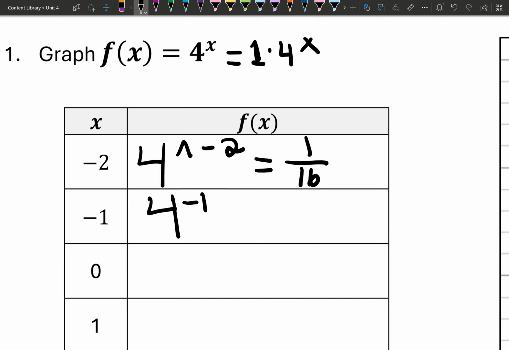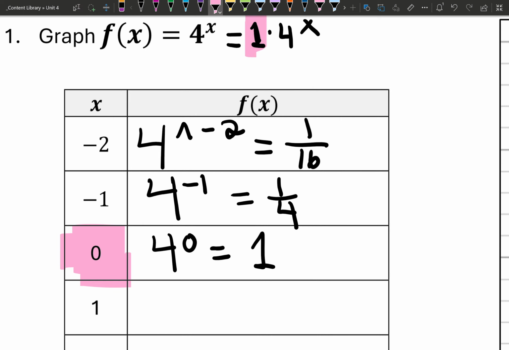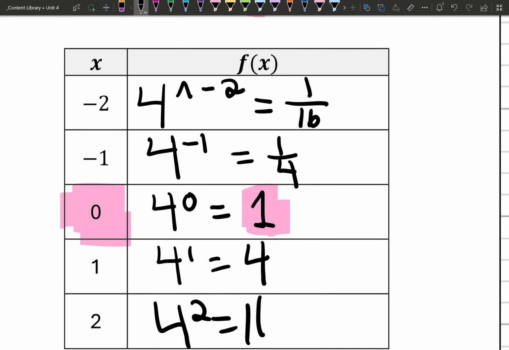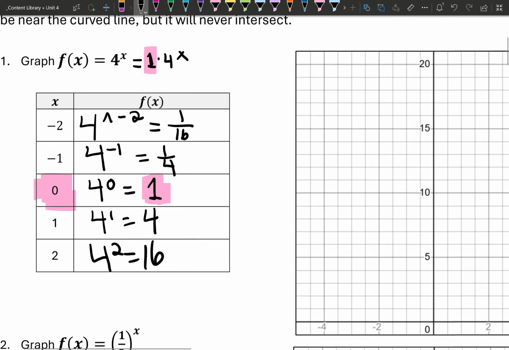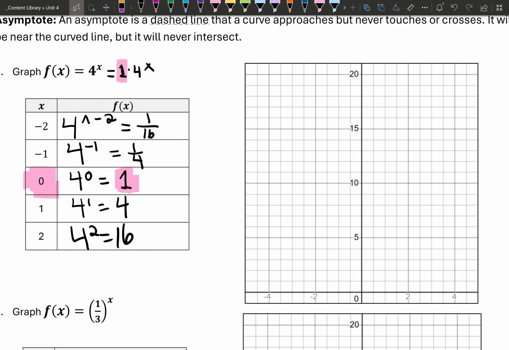You would do the same thing for 4 to the power of -1, and you would get 1/4. Next, we plug in 4 to the power of 0. This should be our y-intercept. 4 to the power of 0 is 1, just like that invisible 1 in front of 4 to the x. Next, we have 4 to the power of 1 and 4 to the power of 2. These give us 5 coordinates. Let's graph them and see what an exponential function looks like.